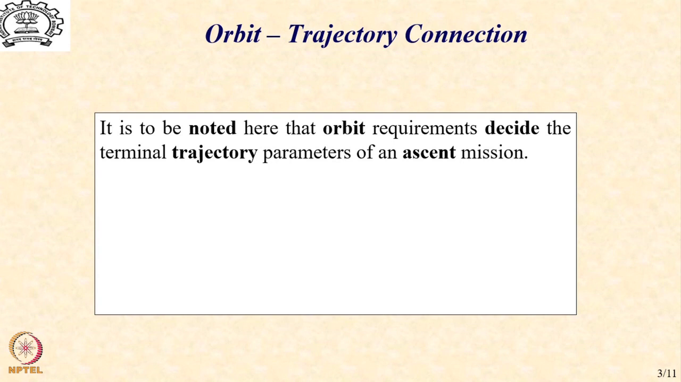Let us now bring in another dimension to the launch vehicle configuration in the form of orbit trajectory connection. In this regard, we first need to note that orbit requirements, which are essentially related to a spacecraft mission, decide the terminal trajectory parameters of an ascent mission, which means that whatever is expected at the end of the burnout or the terminal point is essentially related to what you want from the spacecraft orbital mission.